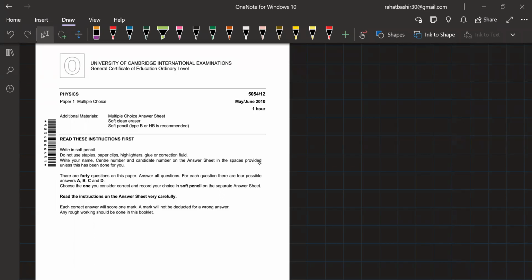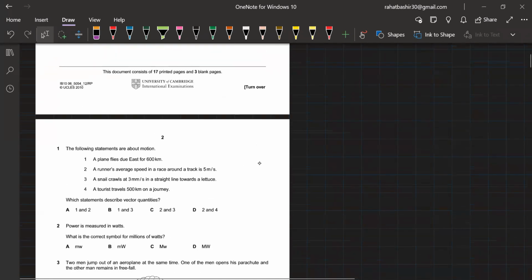Hi guys, today we will be solving O-level physics May June 2010 paper 1-2. So let's get started. Question number 1.